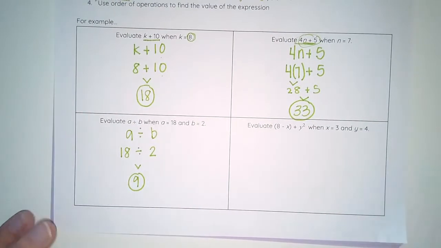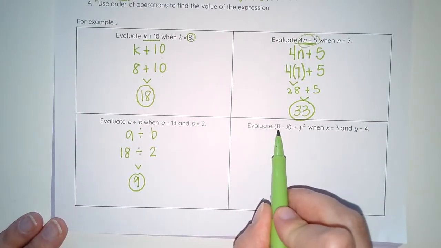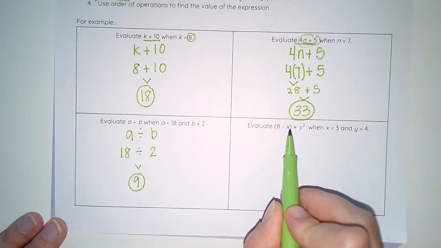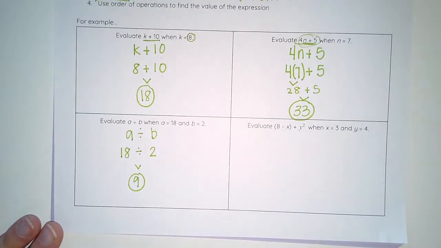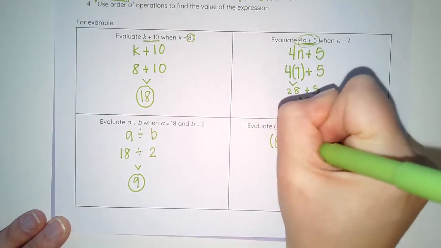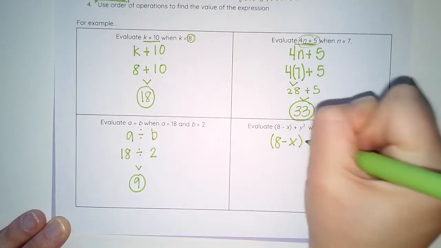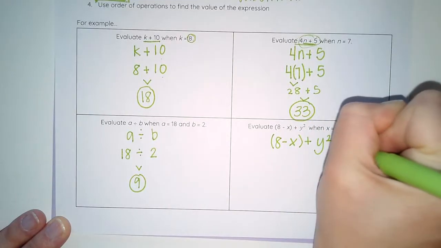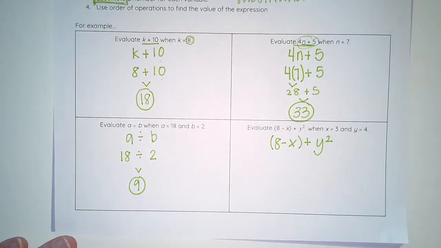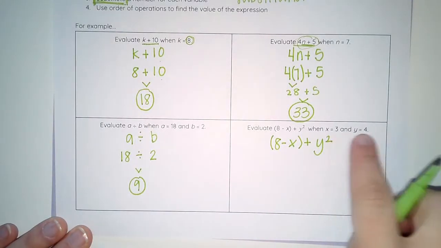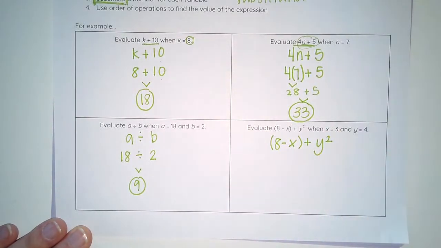We've got one more to try. It says evaluate, in parentheses, 8 minus x, plus y squared, when x equals 3 and y equals 4. I'm going to start by rewriting my expression. Awesome. Why don't you substitute in our variables and put your answer, your value of the expression, into the answer box.